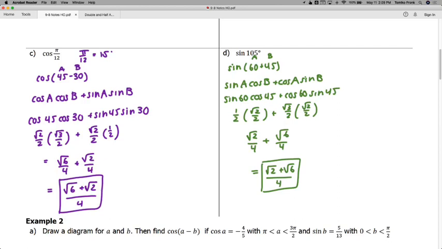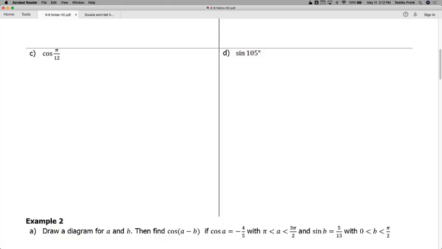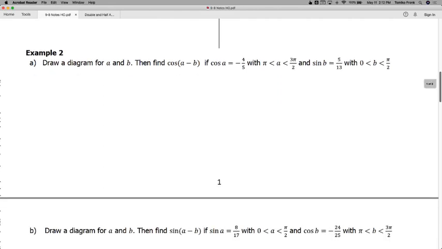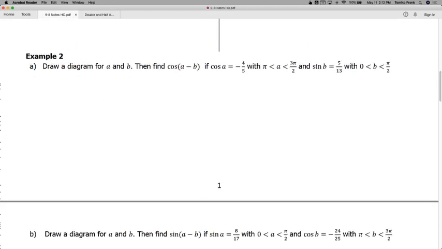All right, let's take a look at example 2, a different type of example. You guys are going to be asked to draw a diagram here first, and then we'll find what the cosine of A minus B is. So we're given information about A and B. Let's draw the diagrams first. So if cosine of A is equal to negative 4/5, where A is between pi and 3 pi over 2, so pi and 3 pi over 2, that puts us in the third quadrant.